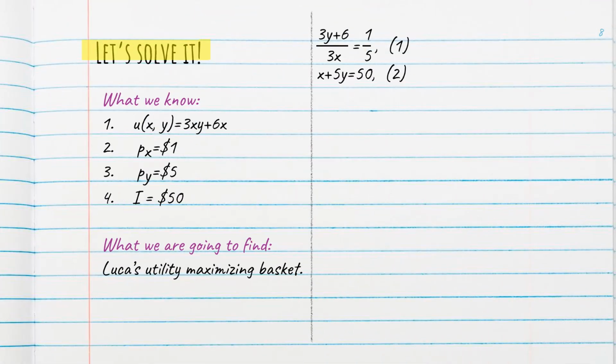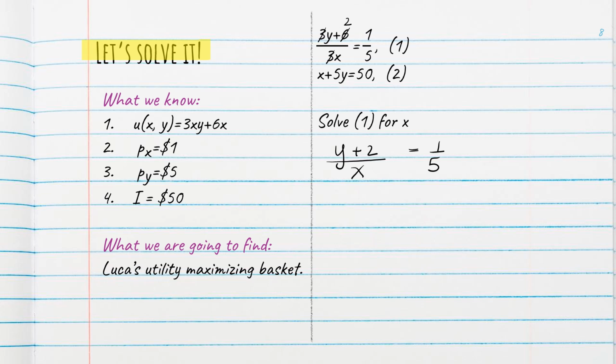Now, with our tangency condition and budget constraint, we should be able to solve for the utility maximizing choice of x and y. What I'm going to do is start by solving 1 for x. Before I solve anything, though, I think it's really useful if I simplify this a little bit. So I'm going to cancel my 3 in the denominator with the 3 in the numerator next to y, and I'm going to turn that 6 into a 2. And then I'll rewrite this equation. So I have y plus 2 over x is equal to 1/5.